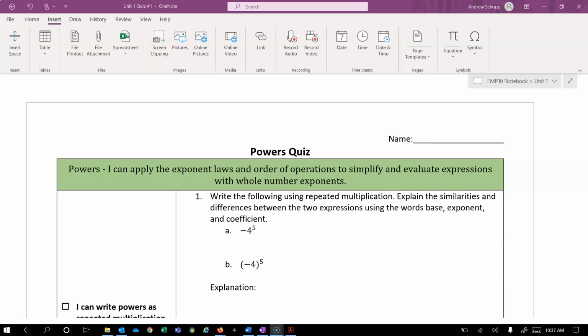Just wanted to go through the powers quiz so that you can see, I want you to have feedback fairly quickly so you can see where things went well, where you may need to work on things. And I'll find a way to get you your quizzes back shortly.